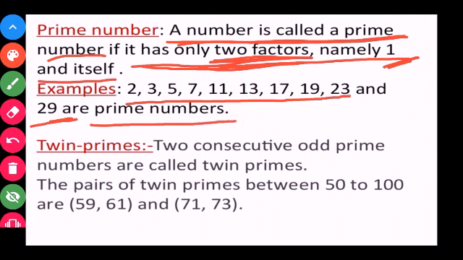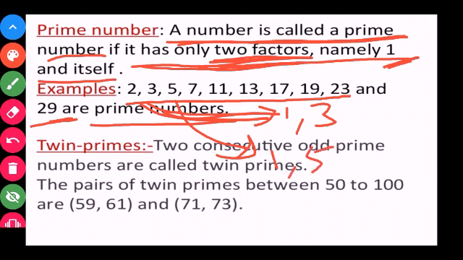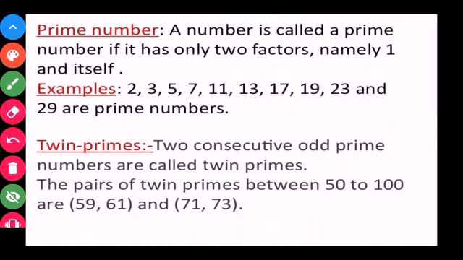Why? Because 3 has only two factors, 1 and 3. 5 has only two factors, 1 and 5. 7 has only two factors, 1 and 7. 11 has only two factors, 1 and 11. That's why when a number has only two factors, 1 and itself, then it is said to be a prime number. Now next definition, twin primes.